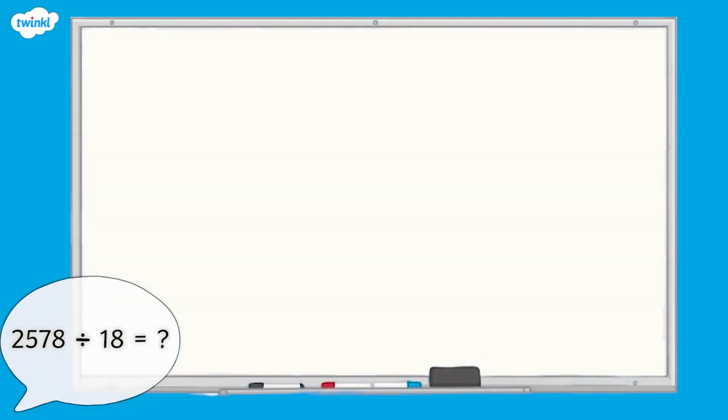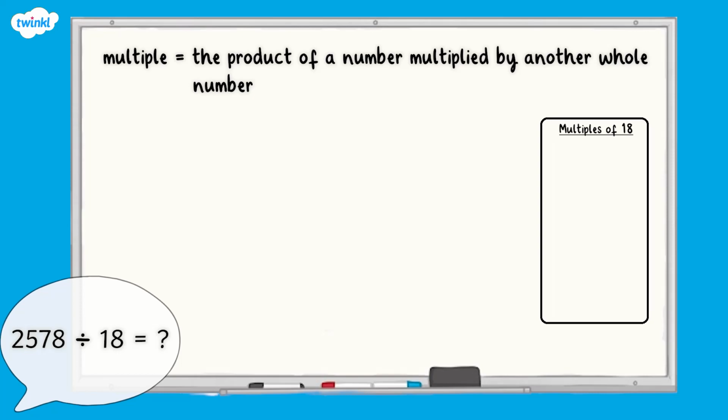Now it's your turn. Let's work through this division calculation together. The calculation is 2,578 divided by 18. How would we set this out as a division calculation? Well, first of all, we need to list the multiples of 18. Pause here and write the first 10 multiples of 18. Think carefully about which times tables could help you with this.